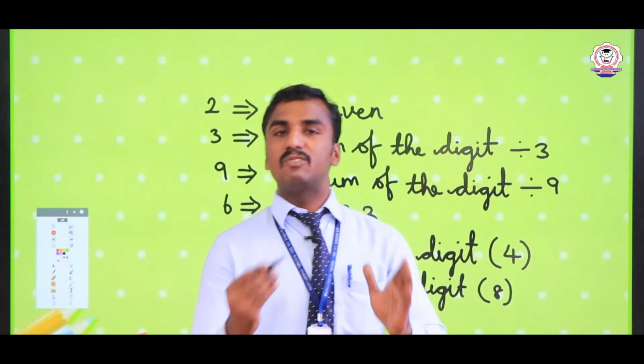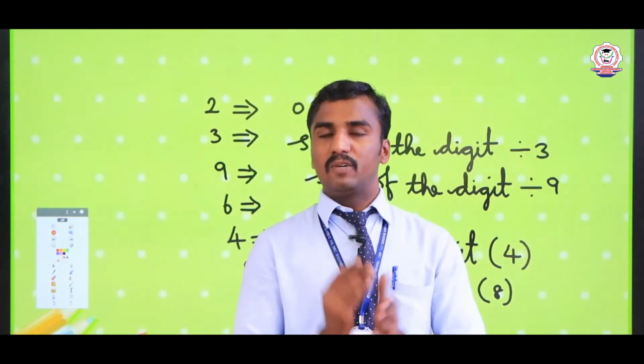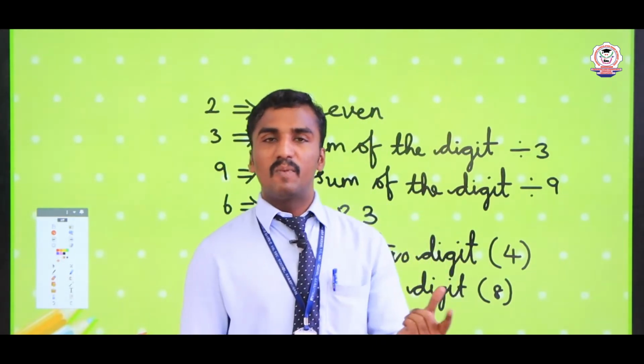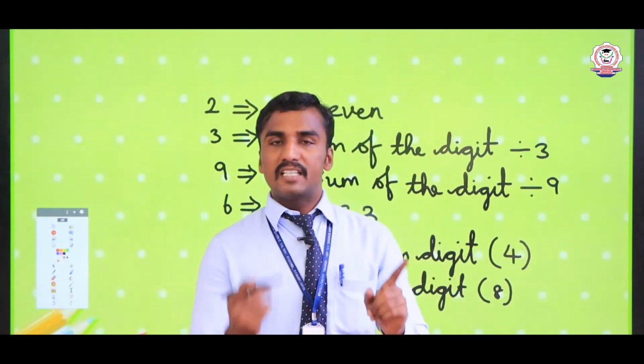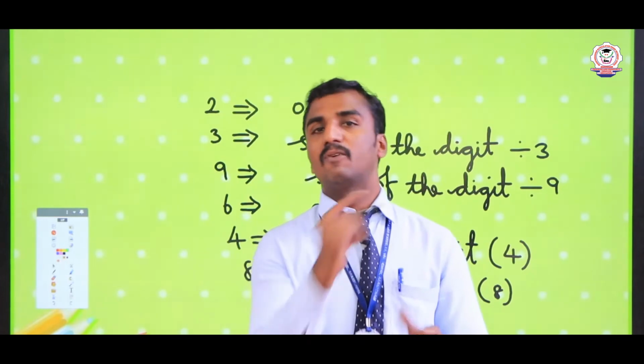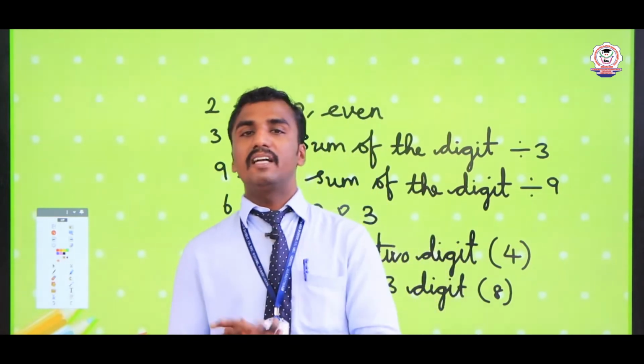Then next, divisible by 12. Divisible by 12 condition: if a number is divisible by 3 and 4, then the number is exactly divisible by 12, right? This is the divisible by 12 condition.